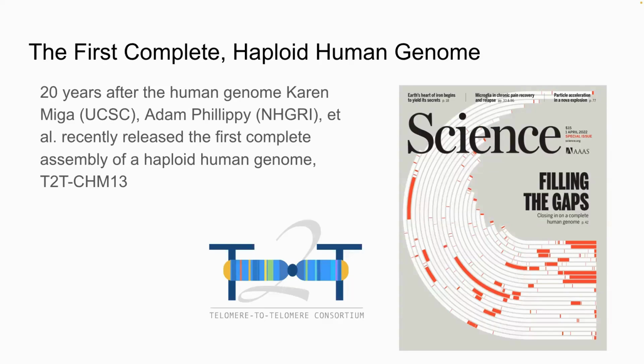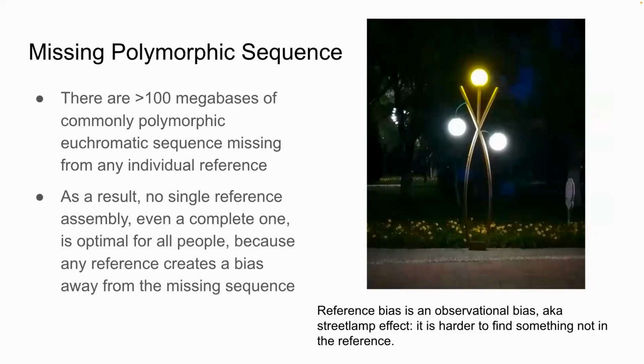Really lots and lots of work coming from this that allows us to look at regions that we just didn't know exactly what they looked like at a base level. But of course, one reference doesn't contain the polymorphic sequence that is present collectively in all of us. There are more than 100 megabases, probably about 150 megabases of commonly polymorphic euchromatic sequence that's missing from any single reference genome, because by definition, it's segregating, it differs.